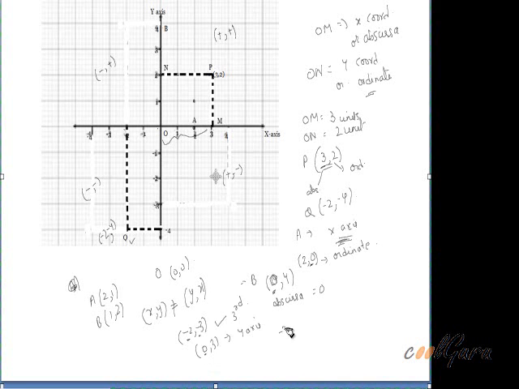Similarly, any point, say (-3, 5). Abscissa is negative and ordinate is positive. Negative, positive. So it will lie in the second quadrant. Similarly, (4, -2). Abscissa is positive, ordinate is negative. So it will lie in the fourth quadrant, and so on. So now just by looking at the coordinates of a point we can locate in which quadrant this point will lie.